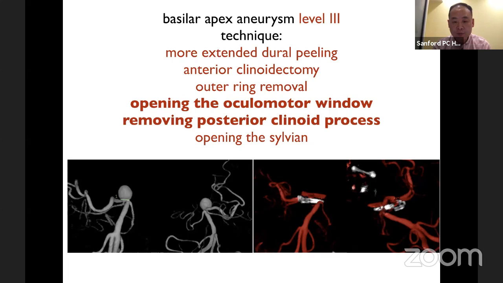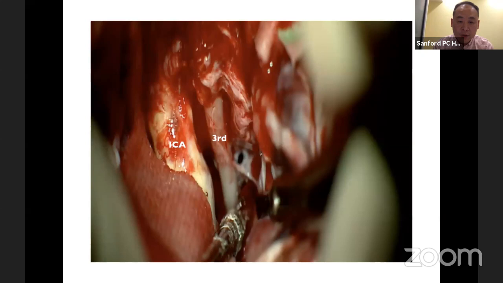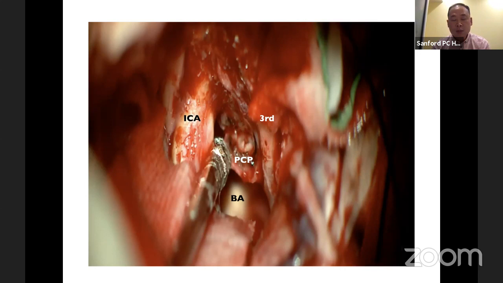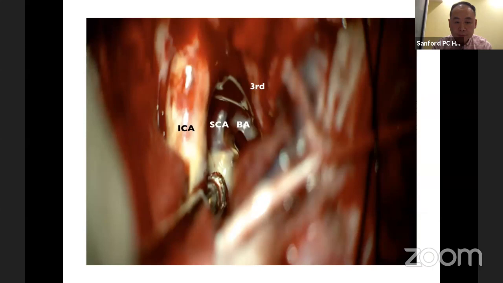So like this case, you have to free the third nerve from the oculomotor window so that you can mobilize the third nerve to widen the space between the carotid and the oculomotor nerve to see the basilar artery. So you have to remove the PCP, because usually the PCP is in the way for your proximal control. If you remove the PCP, then you have a very widened space to put a temporary clip.